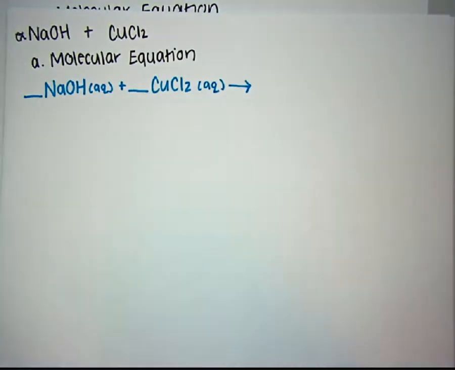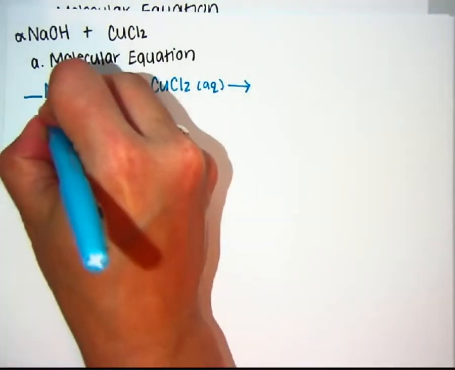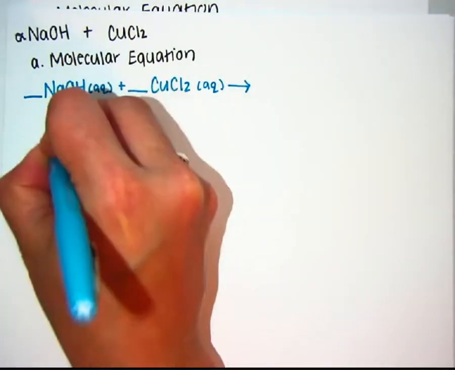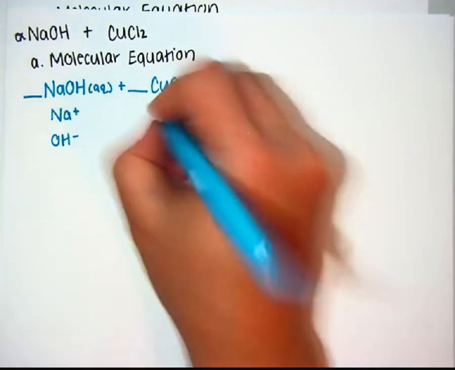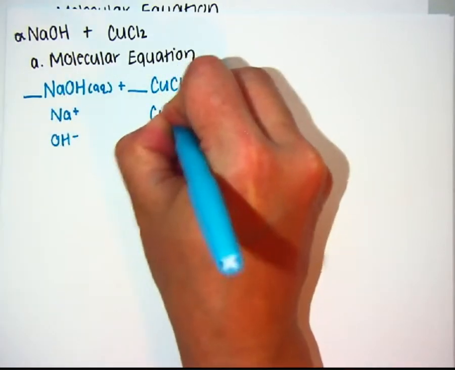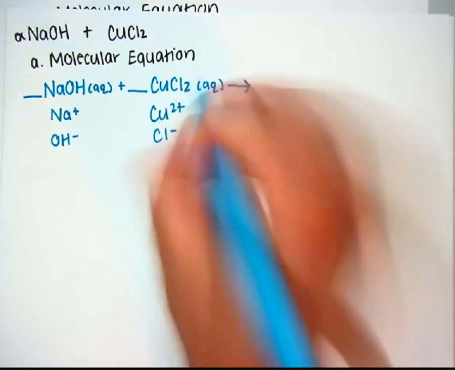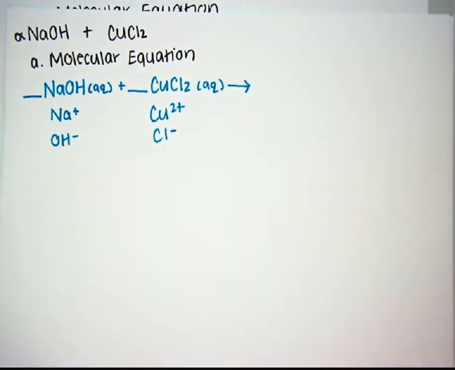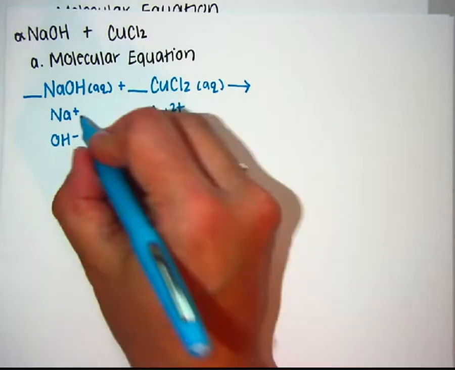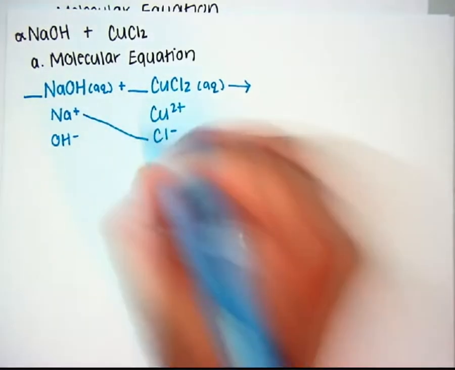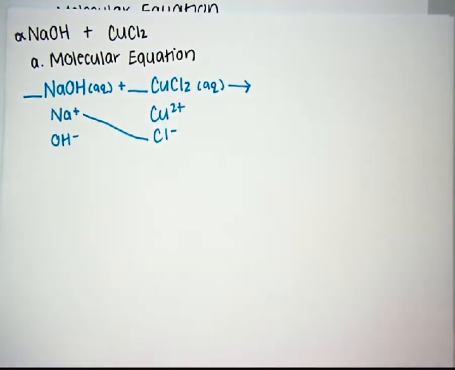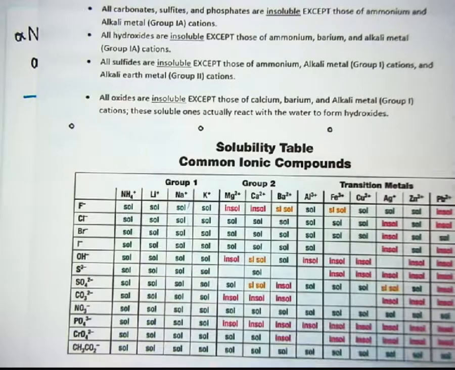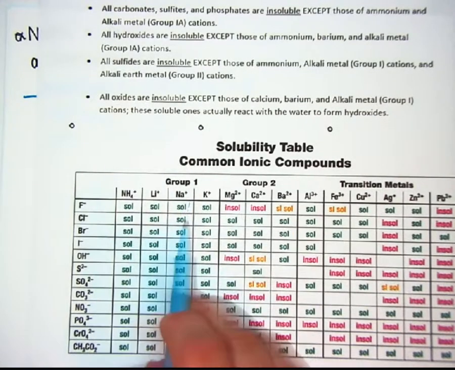We need to predict our products. First step is to determine the charge of all the ions in the reactants. By now we should know how to figure out charge. Positive of the first would bond with negative of the second. Sodium chloride is soluble.